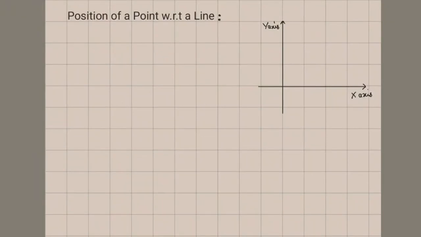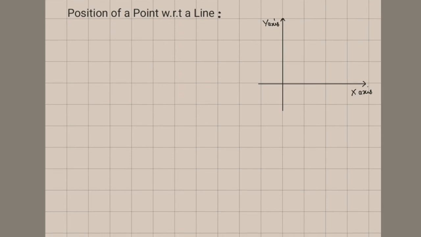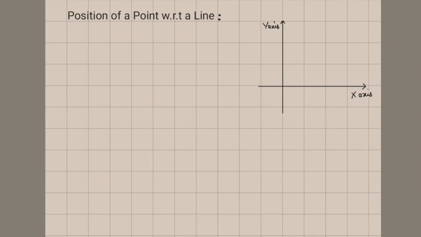We have seen 6 lectures on the straight lines topic, which includes all the basic concepts which are required. Today we will see some of the applications of those concepts which are useful for JEE. The first thing we'll discuss is the position of a point with respect to a line.